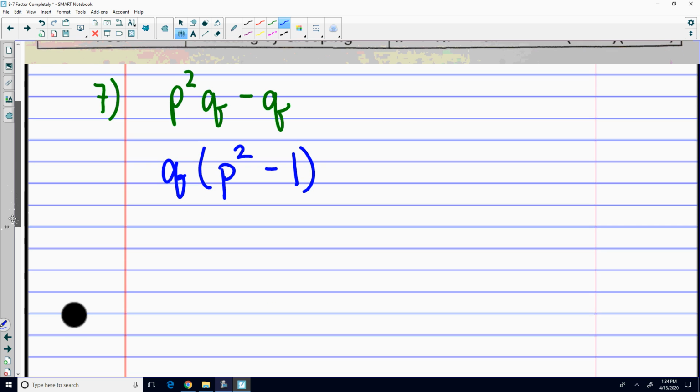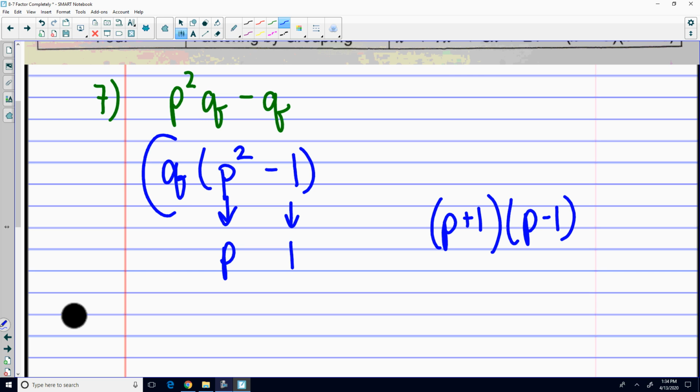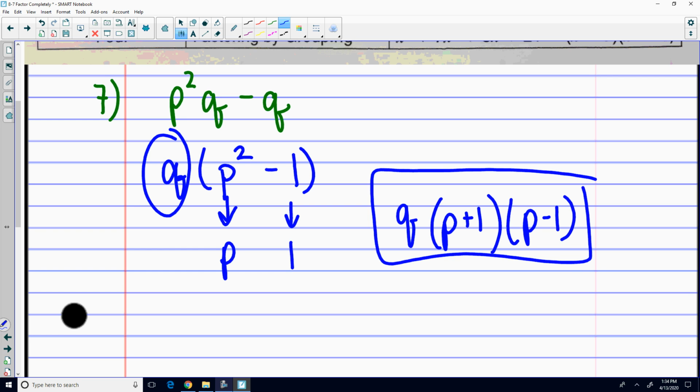So let's unsquare these terms. They're very small terms to unsquare. Unsquaring p squared would just be p, and unsquaring 1 is actually 1. So my final answer would be p plus 1 and p minus 1, and not forgetting to throw this q on the outside of it. I have now factored completely.